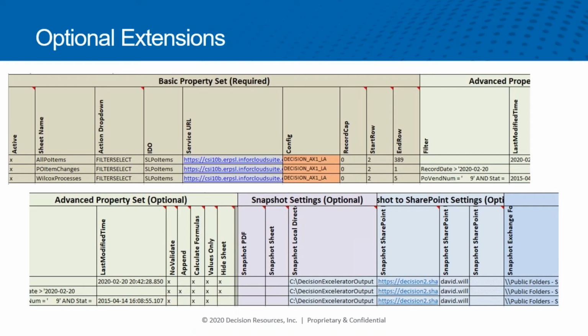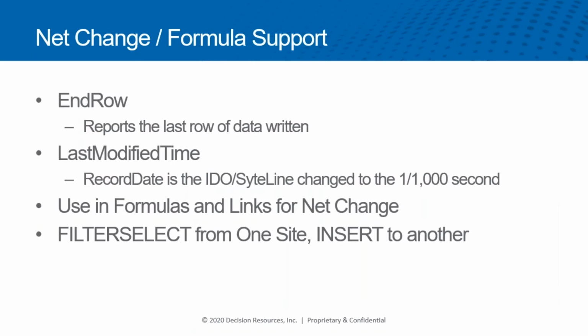So you can see there we've added the ability to, say, calculate the formula every time the spreadsheet runs, or just hide a spreadsheet. So I'm using one spreadsheet, I'm pulling data out, I'm just using it for reference information. I really don't want it to be there when I send it out. So a lot of options there for reporting that we've added. We've also added the support for net change or formula support. And we've done that through some of those fields that were on the previous screen.